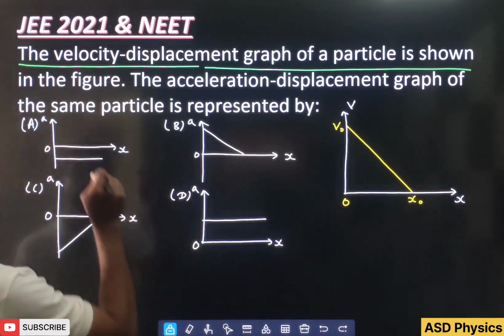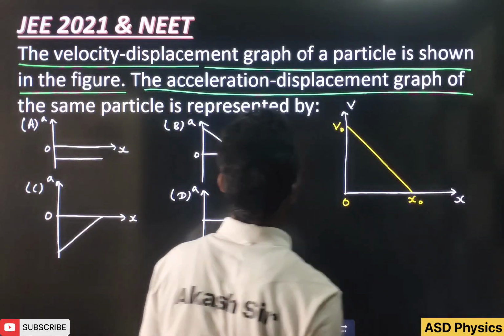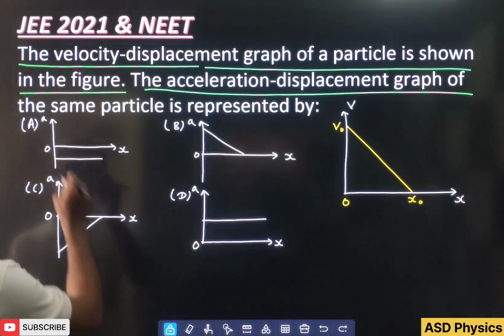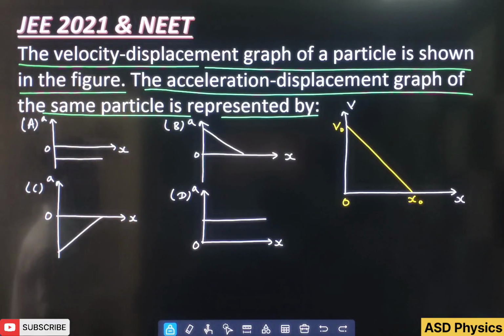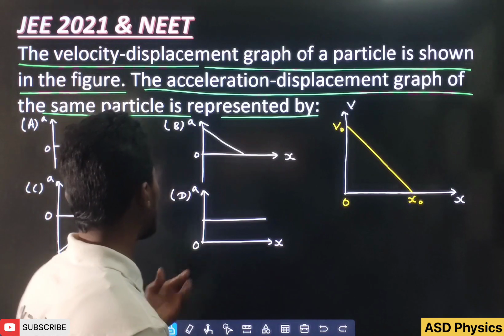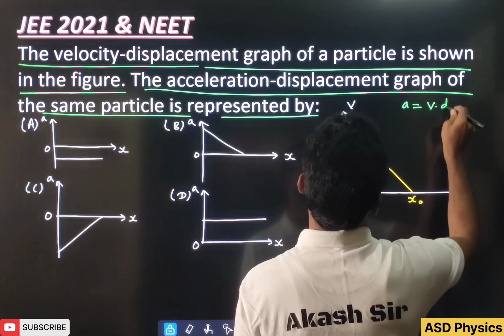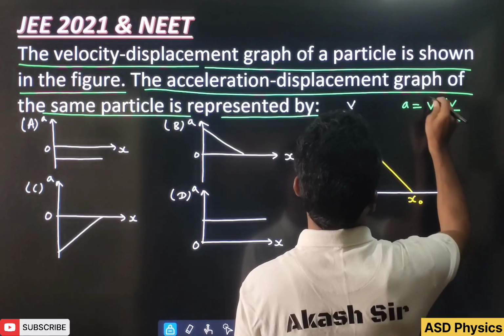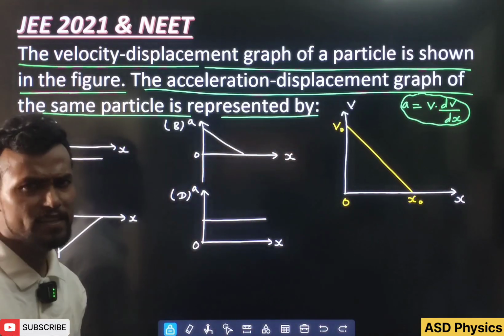The velocity-displacement graph of a particle is shown in the figure. This is the graph. The acceleration-displacement graph of the same particle is represented by which of the four options? Whenever it comes to the velocity-position graph, we know the equation to calculate the acceleration: a = v dv/dx. If we use this formula, we'll get the answer.